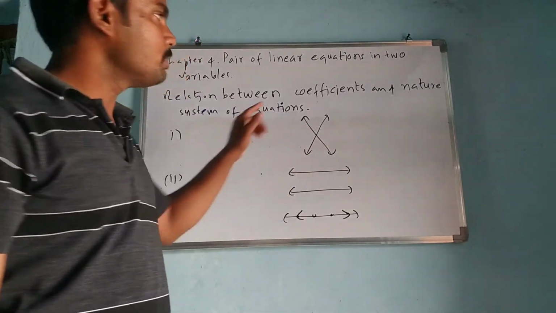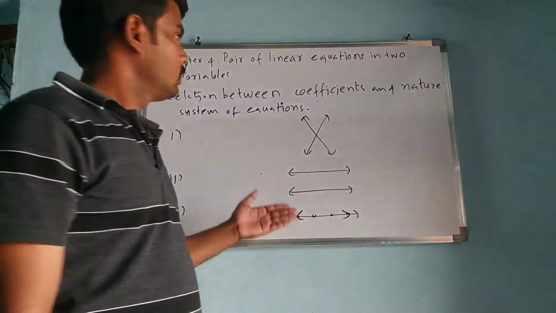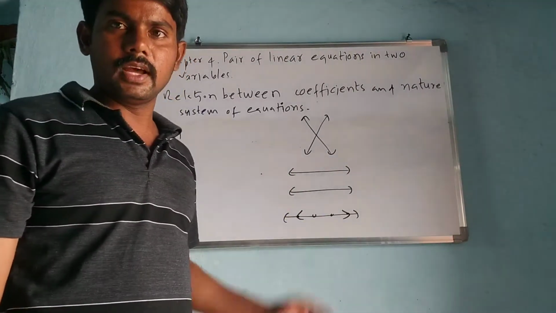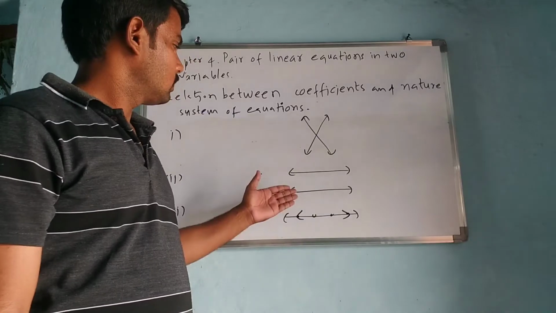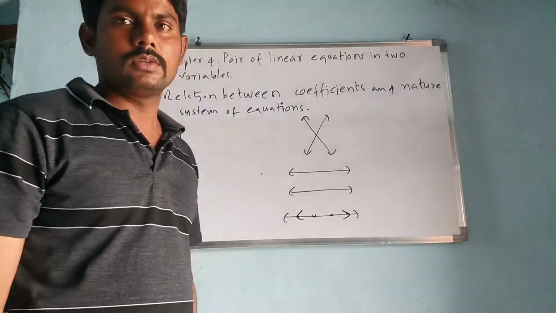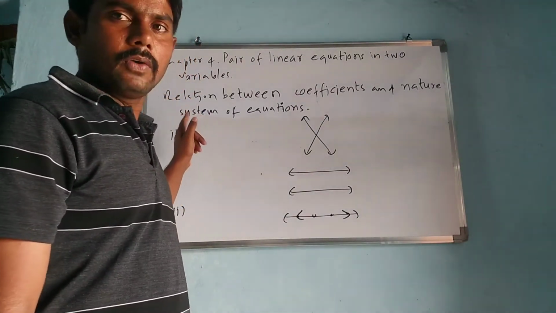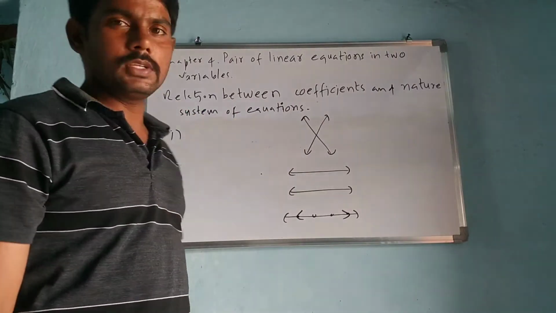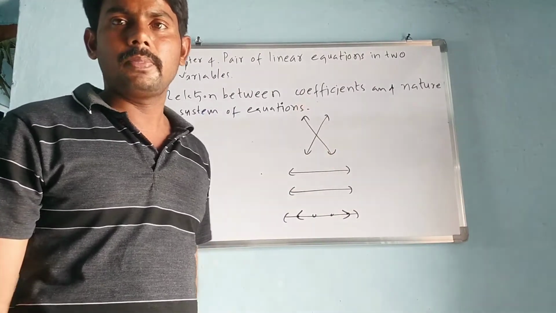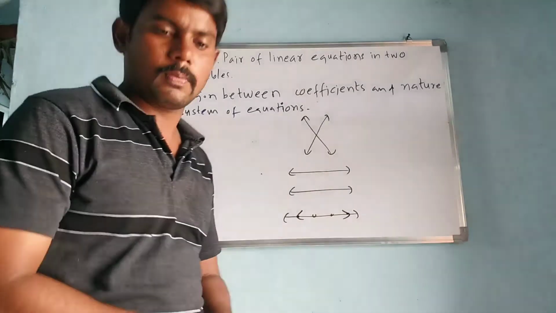So by using the relation between coefficients, we can easily understand the nature of the system of equations, that is, whether they are intersecting, parallel, or coincident. So that's why we have to use the relation between coefficients. So let us learn what the relation between the coefficients is.